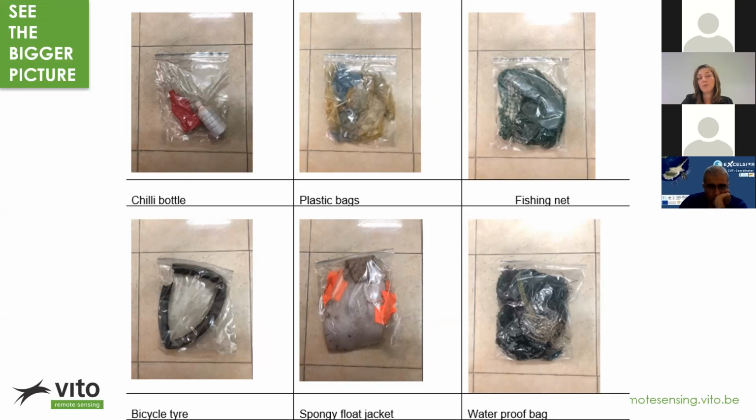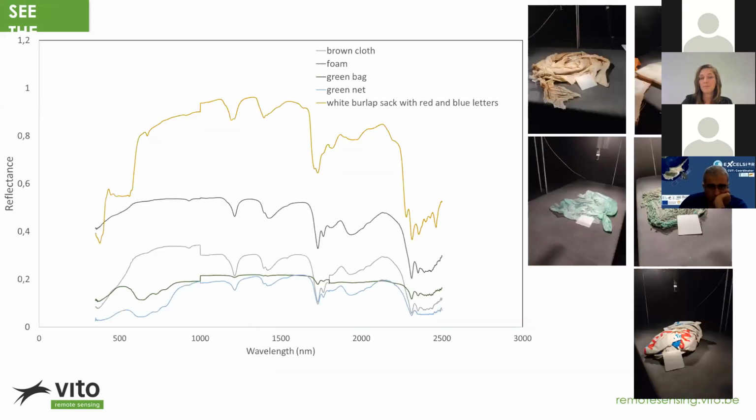And we were able to measure these plastics also in our lab with our ESD spectrometer. And these are some first results. You can see 5 different types of plastic. It's brown cloth, foam, a green bag, a green net, and a white burlap sack that we already measured in the lab with our ESD spectrometer.